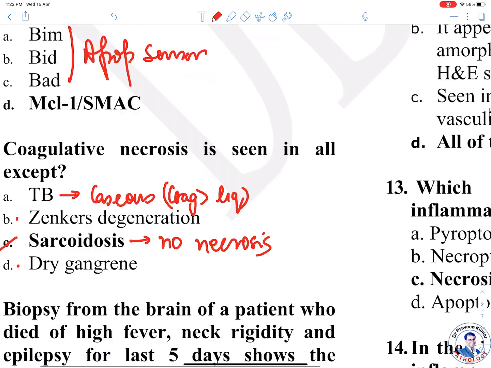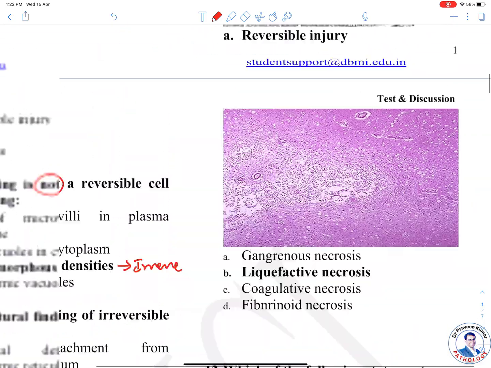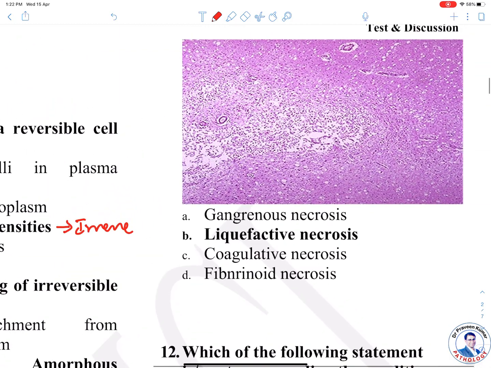There is no doubt about it. Now question 11, none of you has made a mistake here. Now this is definitely an area which is showing you pink color and no outline, and therefore the question is straightforward. It is basically a liquefactive necrosis.